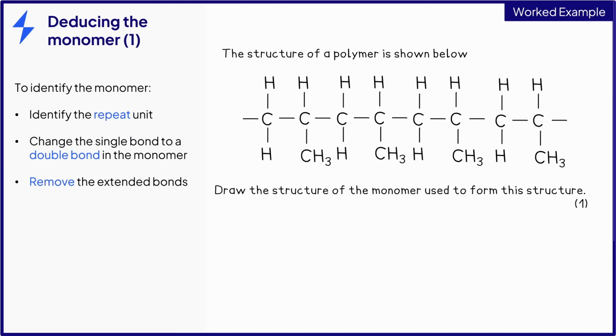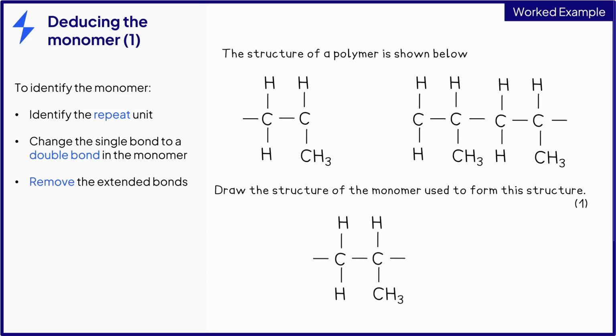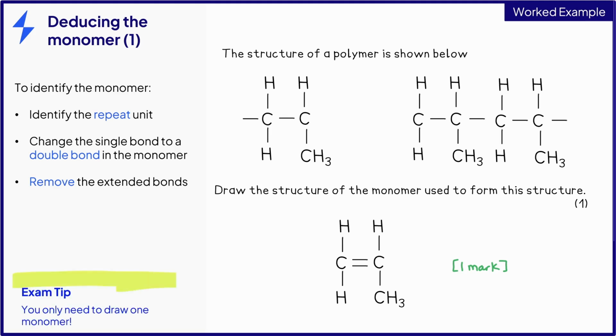Working with the opposite scenario, you might need to draw the monomer for a given polymer chain or from the repeat unit. This example shows you a polymer chain. Here, the first thing you need to do is to identify the repeat unit, which we can see here, and then from this you can draw the monomer. Remember, this addition polymer has been produced from a monomer with a carbon-carbon double bond, so the first thing you need to do is to replace the single bond with a double bond. Then you can simply remove the extension bonds and you have your answer. This will score 1 mark, and remember, you only need to draw the monomer once.